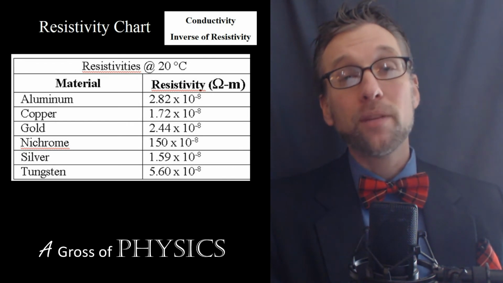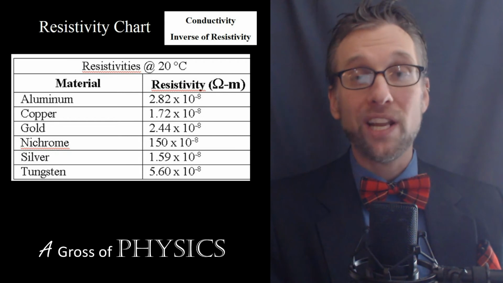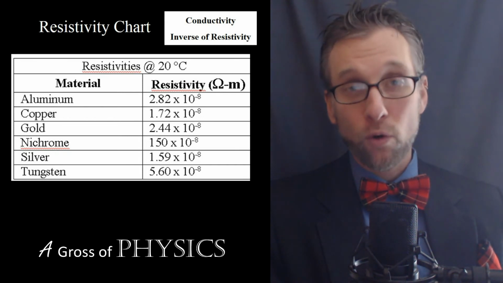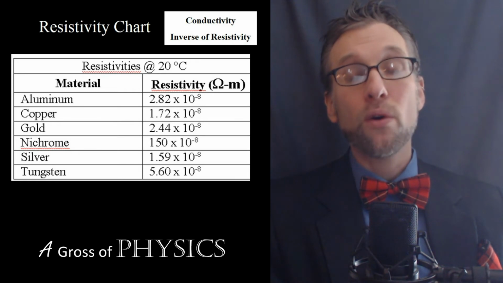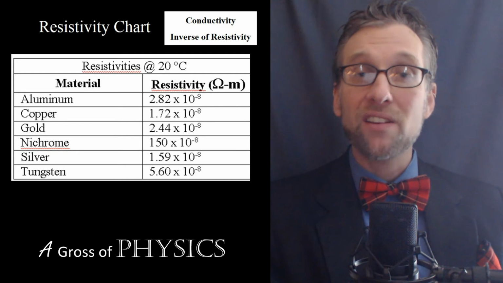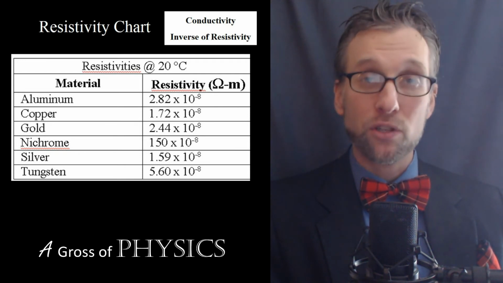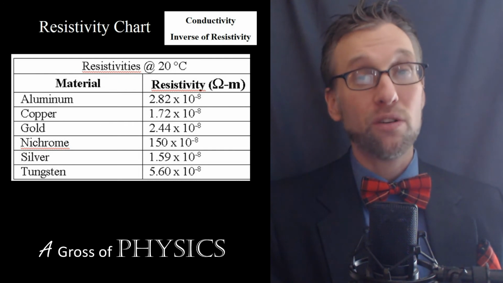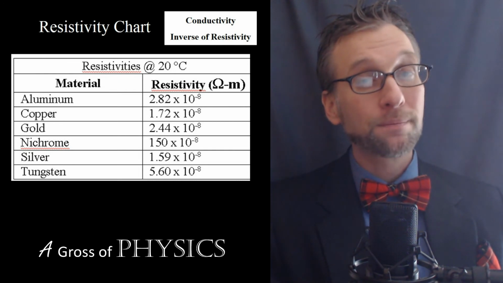Every other material, for example, aluminum is 2.82 and copper is 1.72. Gold is 2.44 to the negative 8. Silver is 1.59 and tungsten is 5.60. So if you're just writing the values down quickly, it's a common mistake for students to put nichrome as 1.5 when the reality is it's 150. So watch out for that.